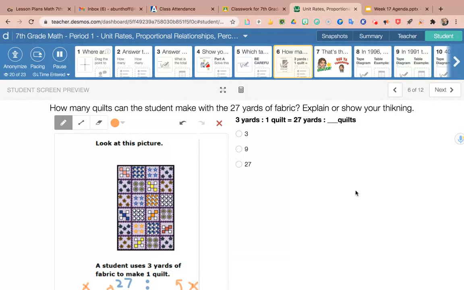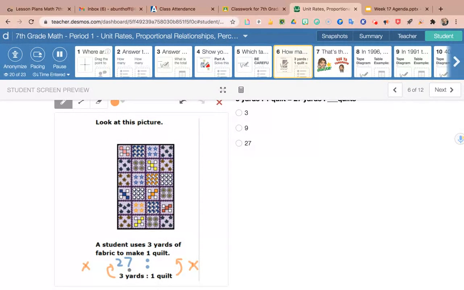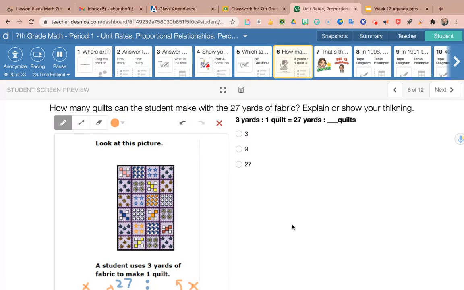When you pick your answer, it's going to say explain your thinking. You need to put into words that you found out 3 times something is 27. And since the yards is being multiplied by that number, the quilt has to be multiplied by that number. Remember, you can replay this video to listen to that again, but I do want you to explain your thinking. If you put nothing, you lose points. I want to know that you're thinking, not just copying. So feel free to rewind.